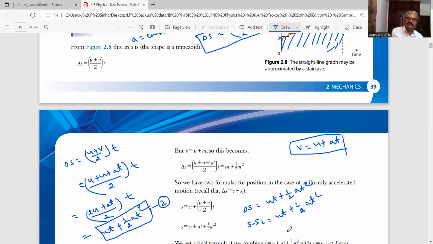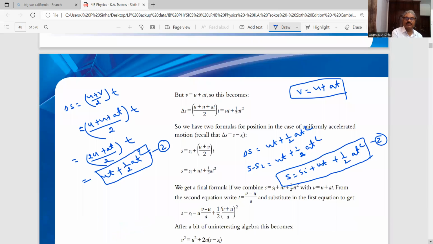So you can write s is equal to si plus ut plus half at square. So this is your second equation of motion. Now we are going to derive the third equation of motion.